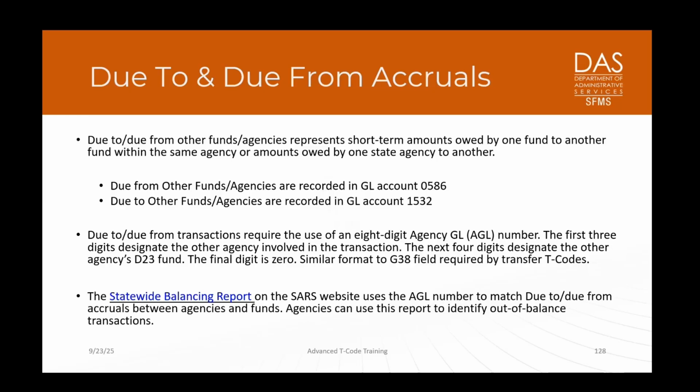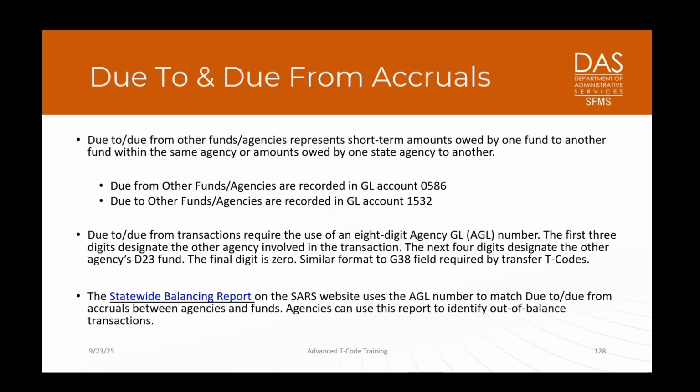When you're making due to, due from accruals, we get lots of questions about those at year end. They do require a specific 8-digit agency GL number to be entered with them. It's similar to the G38 number format that some T codes require for transfers, if you're familiar with those. That's what's used to make sure that whatever is recorded as a due to has a matching due from across the state. SARS creates the statewide balancing reports to make sure all due to, due from accruals are in line and everything is balancing.